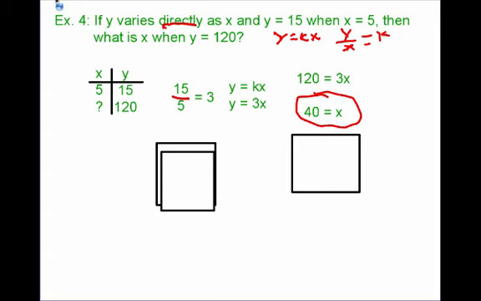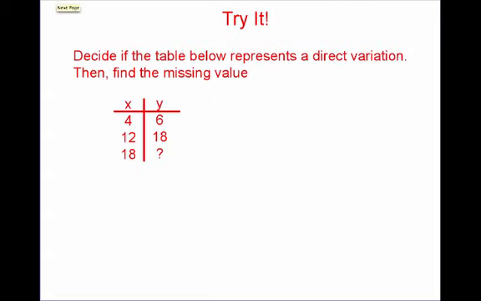So here is tonight's try it problem. Decide if the table below represents a direct variation. Then find the missing value. So we're going to look at this table. We're going to figure out, okay, is this a direct variation? If so, write the equation and use that to figure out what is this question mark. So you need to do this problem as the try it problem.